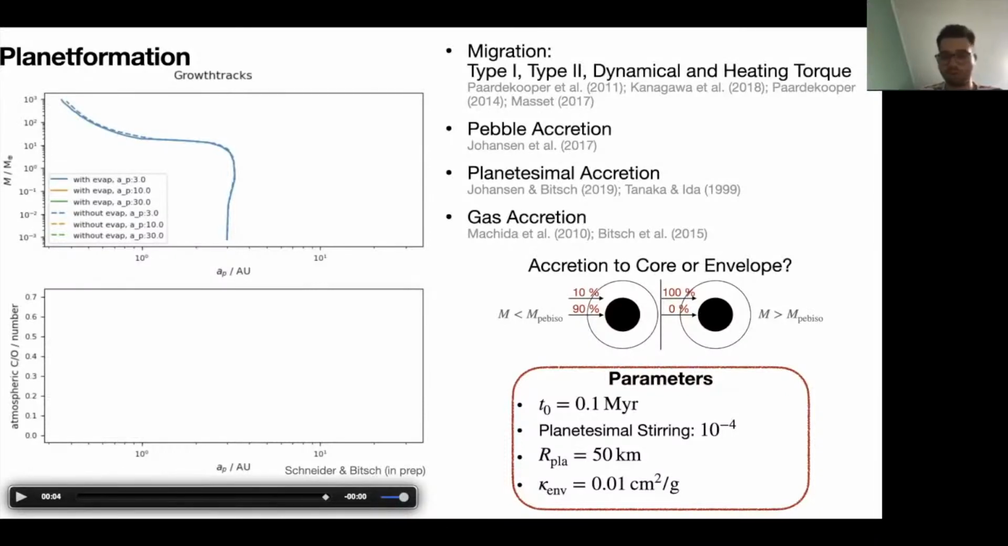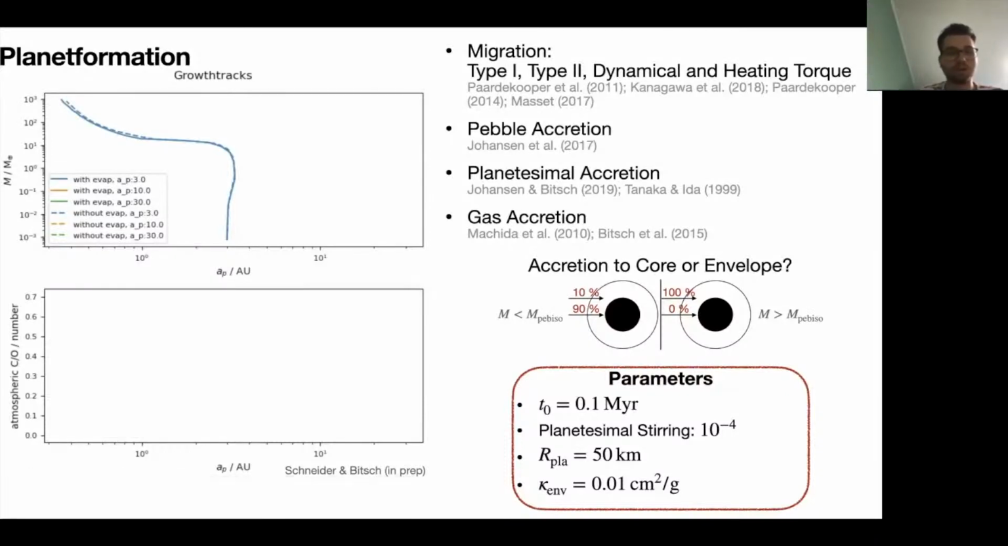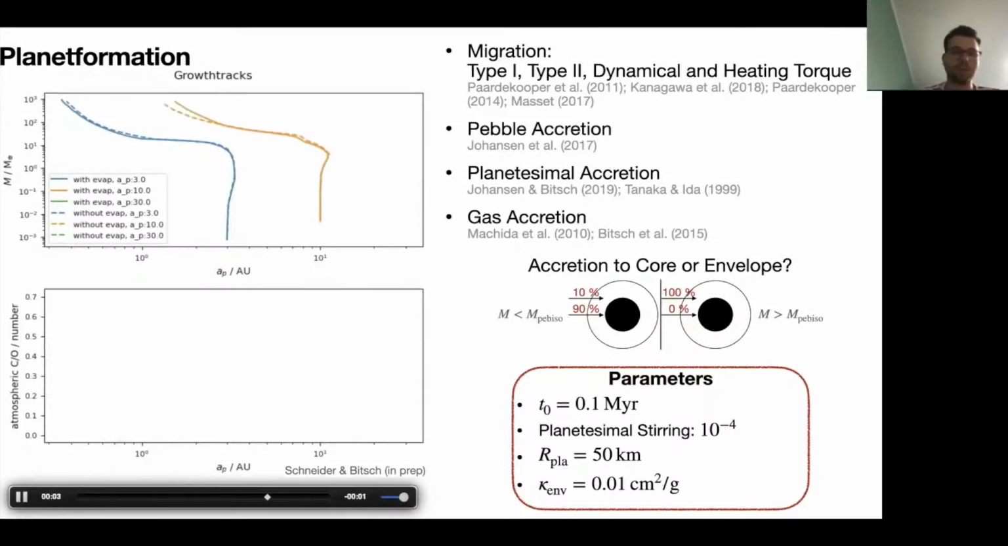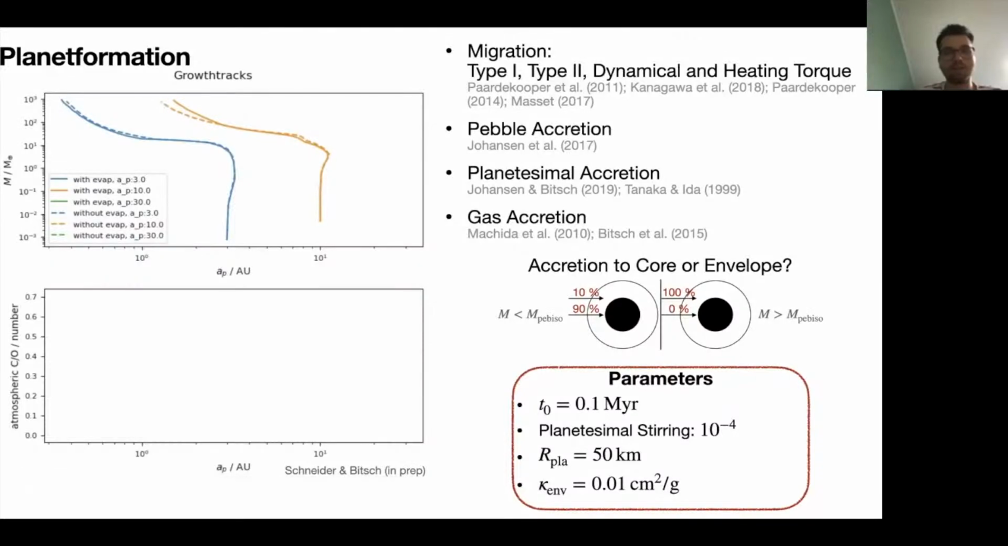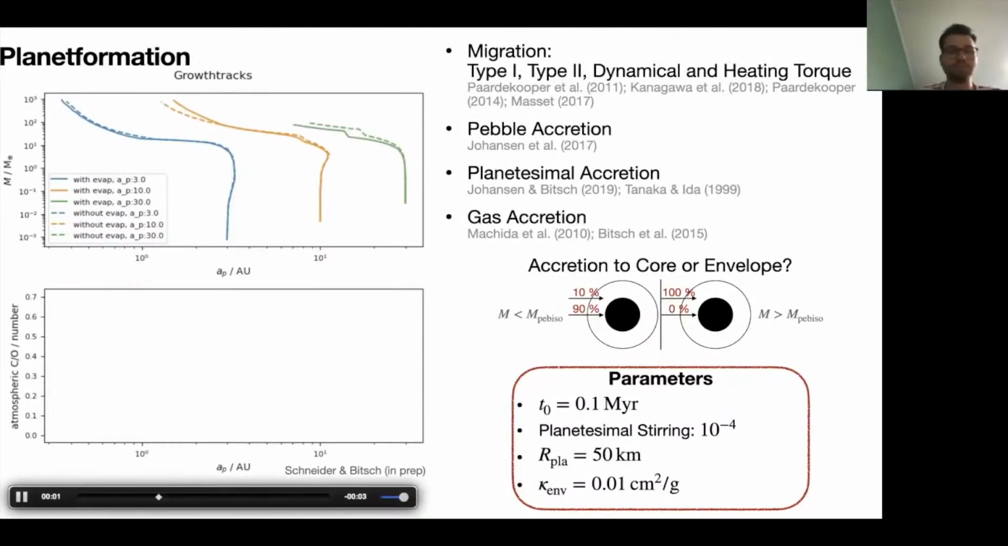If I now show you a warm Jupiter, you will also see a planet that migrates a bit outwards due to the heating torque and then slowly migrates inwards. And the same for a cold Jupiter.